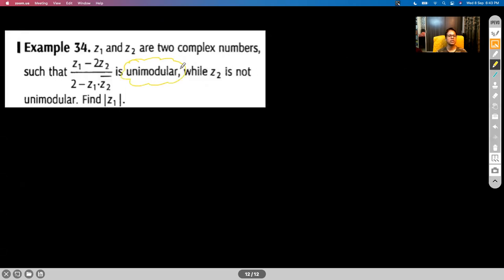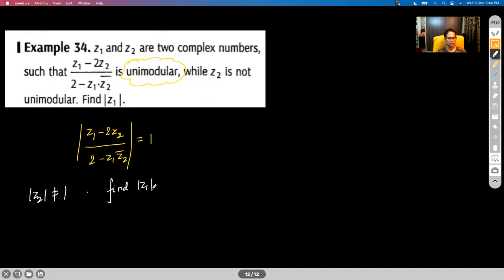Now, what is unimodular? Unimodular means modulus is 1. That is to say, if you take the modulus of this complex number, this is 1. While Z2 is not unimodular, that means Z2 is not unimodular. You have to find what is modulus of Z1. I would request you to solve this question and give me a response on the chat box.